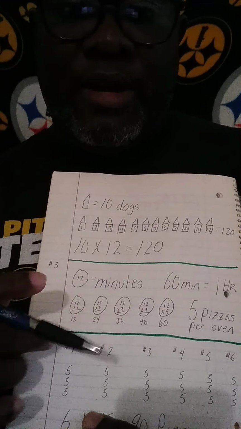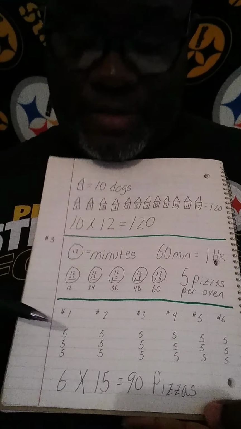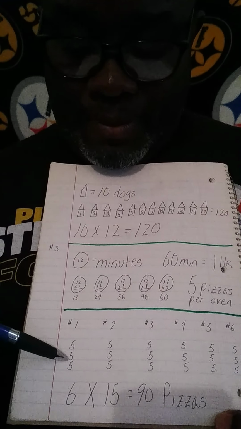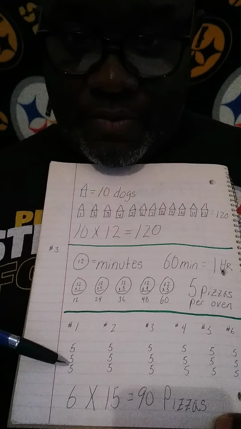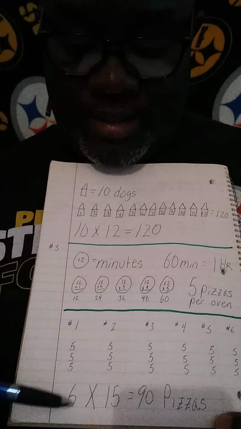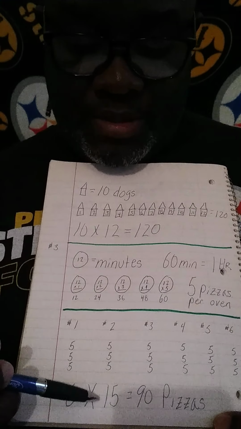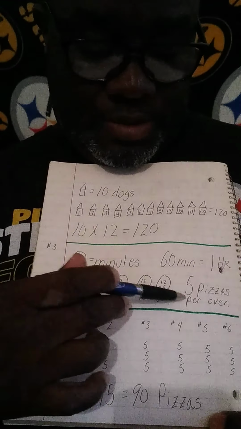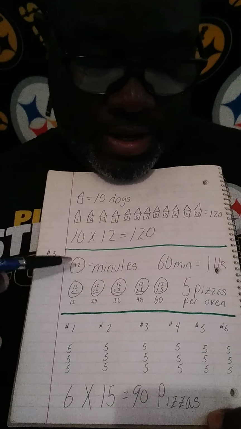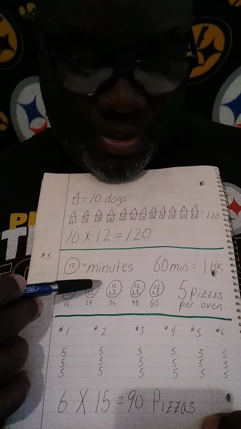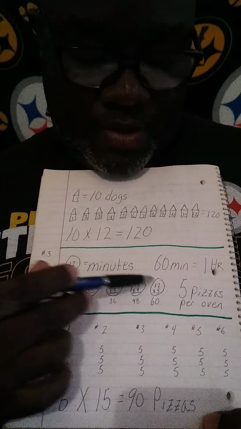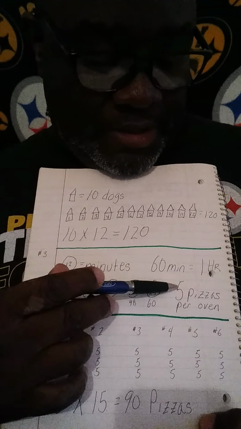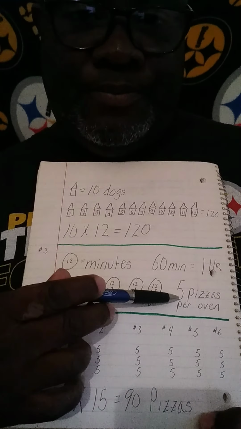That's one way to figure it out. Or we know we get 15 pizzas for 3 hours for one oven. So we could have just taken 6 ovens times 15 pizzas, and that equals 90 as well. So this was step 1 to figure out how many pizzas we can make in 1 hour for one oven. And we figured that out. We said we can do 5 pizzas per hour in one oven.